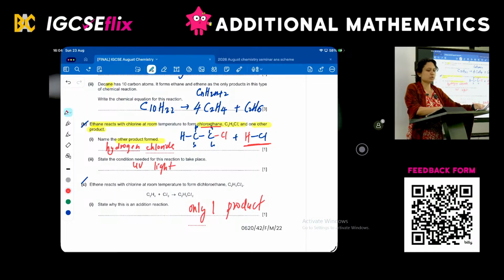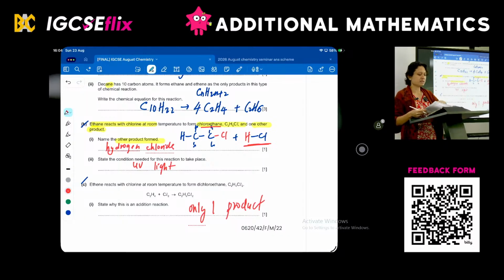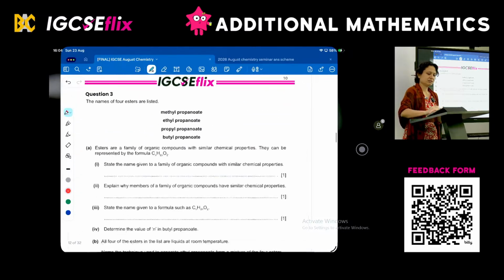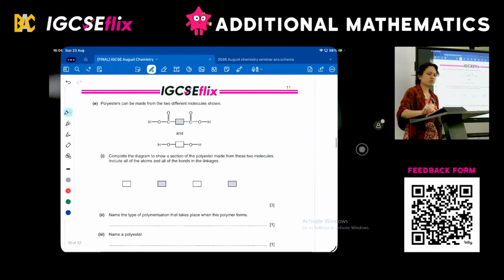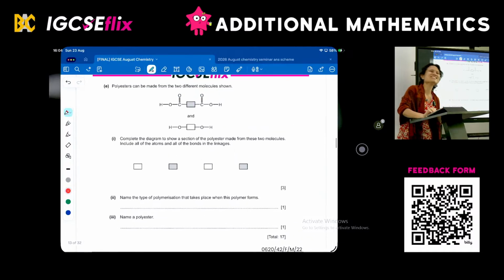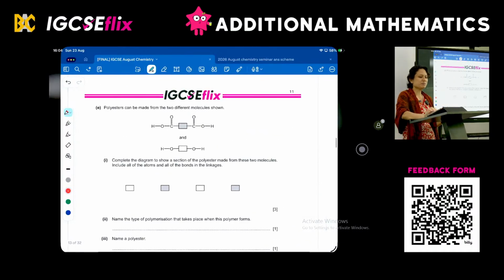We only have one hour left. I want to do polymerization. Condensation polymerization. Can you all turn to page 11? Actually, for organic chemistry, three hours is not enough, because it's so much, right? Page 11, okay?